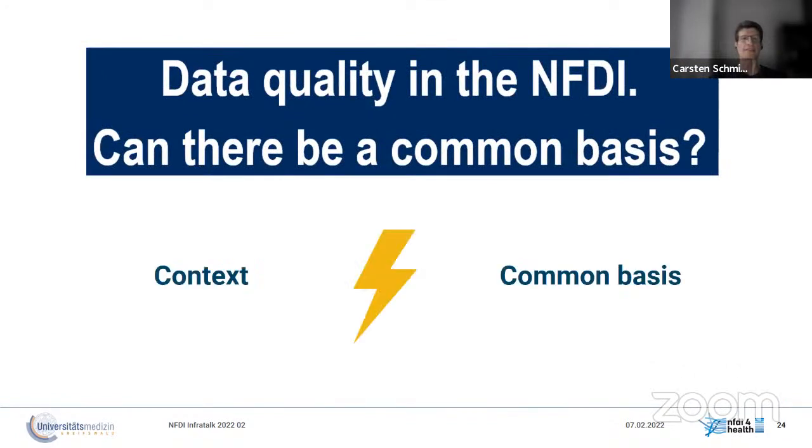Can there be a common basis? Well, with the term data quality being focused on the importance of the context through requirements, of course, it directly interferes with any broad common basis, because as said, we cannot discard the identity and the requirements within those different data fields. Yet, as I think I can show throughout this talk, some things can be done reasonably.